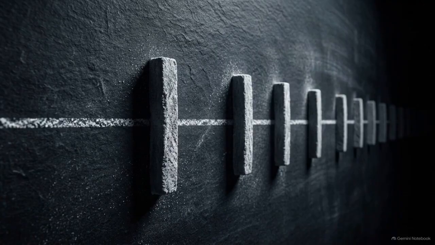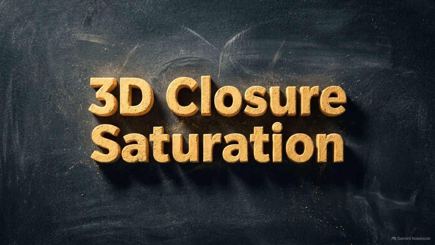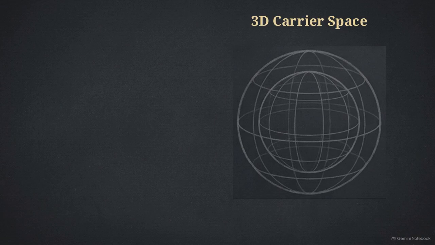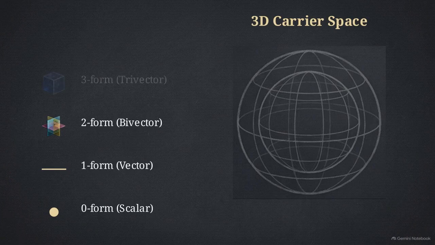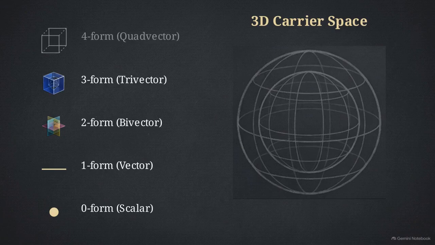If we can subtract the constant residue indefinitely, there is an obvious counterargument. Why does the sequence stop here instead of generating an SU4 sector and an SU5 sector? The answer lies in the three-dimensional closure saturation principle. The physics of these closures unfolds on a real three-dimensional carrier space. In established exterior algebra, independent alternating relational grades on a three-dimensional space terminate at grade 3. A 4 form is a mathematical impossibility here.